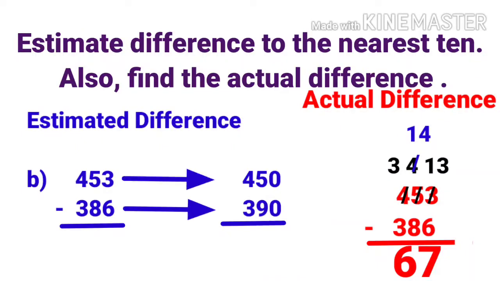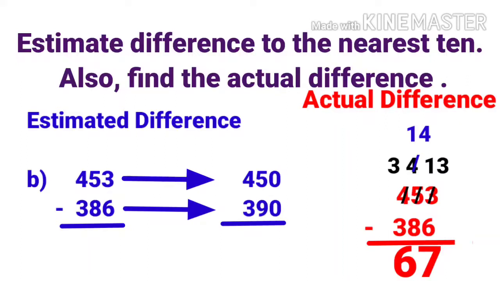Now see the estimated difference. We have 453. First we have to round this to the nearest 10. For that, see 453 is in between 450 and 460. So 453 is nearer to 450. Now 386 is in between 380 and 390. So 386 is nearer to 390, so 386 is rounded off to 390.